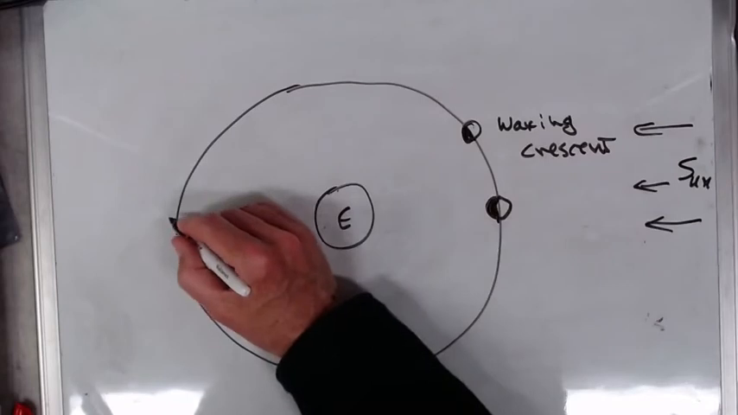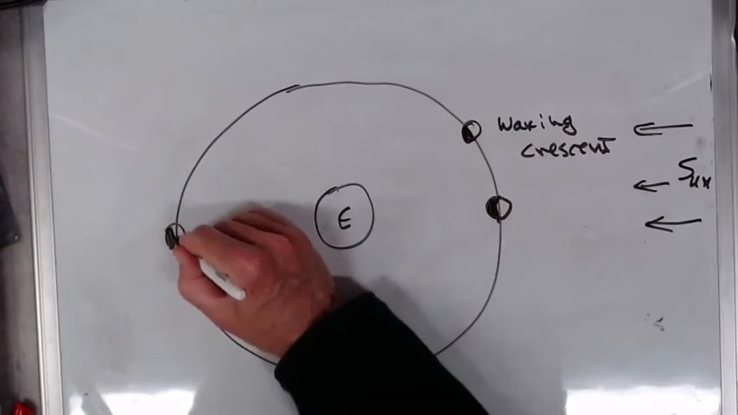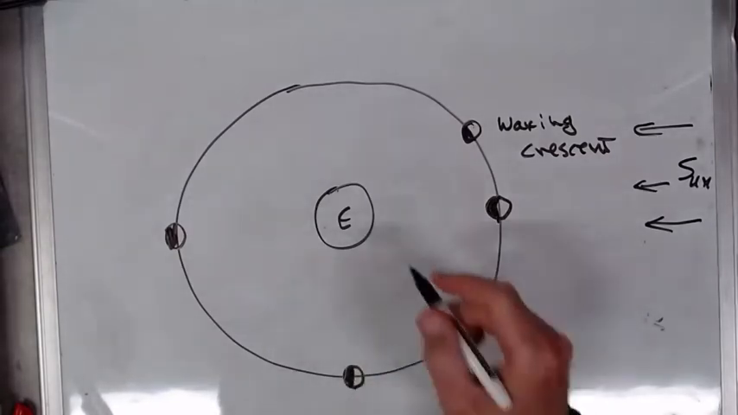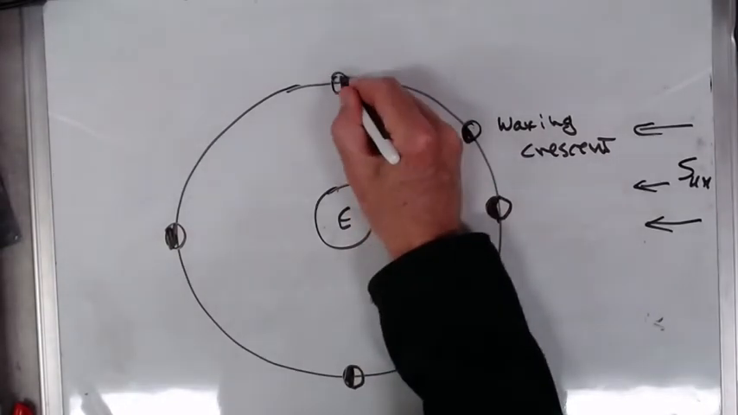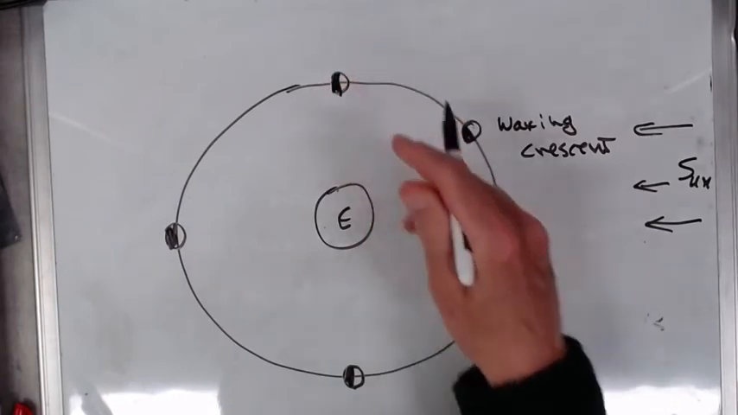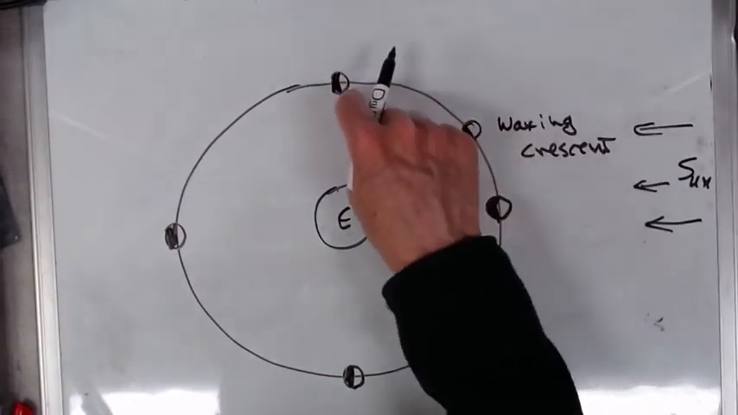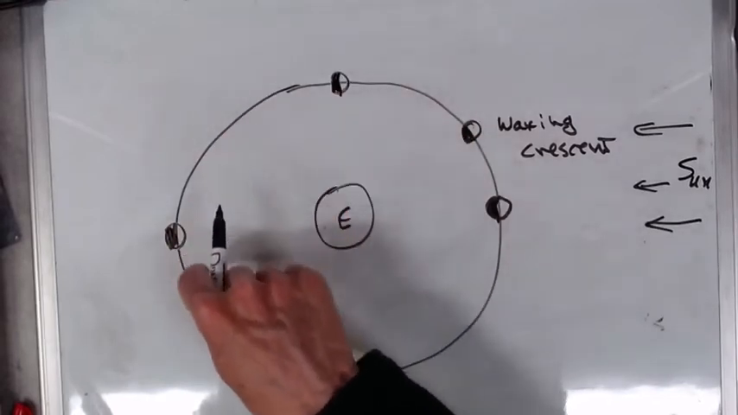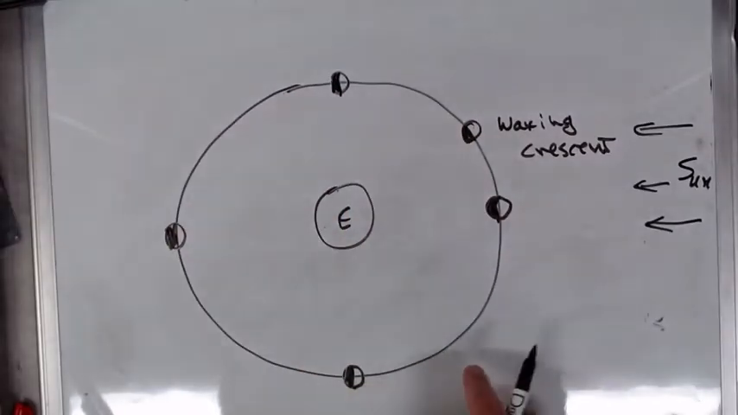And then all the way around here to full, right? And then again, this side is lit, and so third quarter. Here's first quarter. So new, waxing crescent, first quarter, waxing gibbous, full, waning gibbous, third quarter, waning crescent, and back to new again.